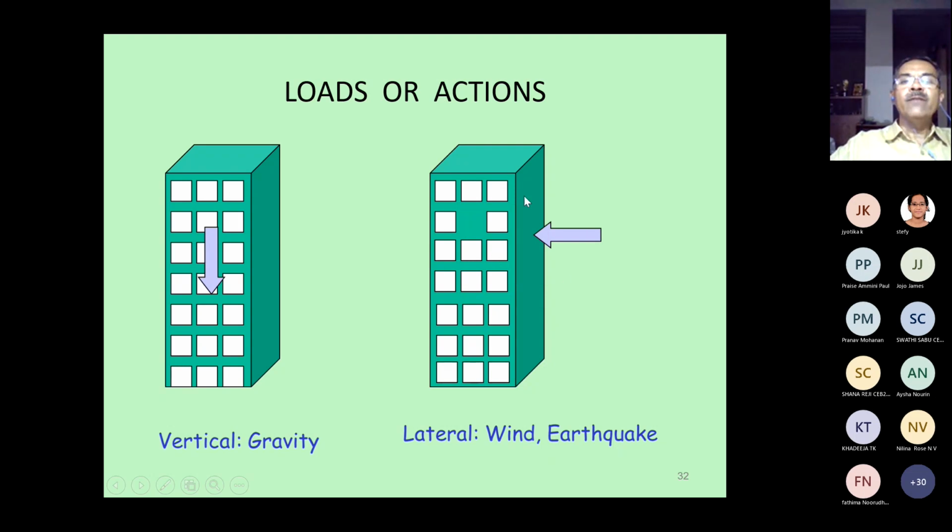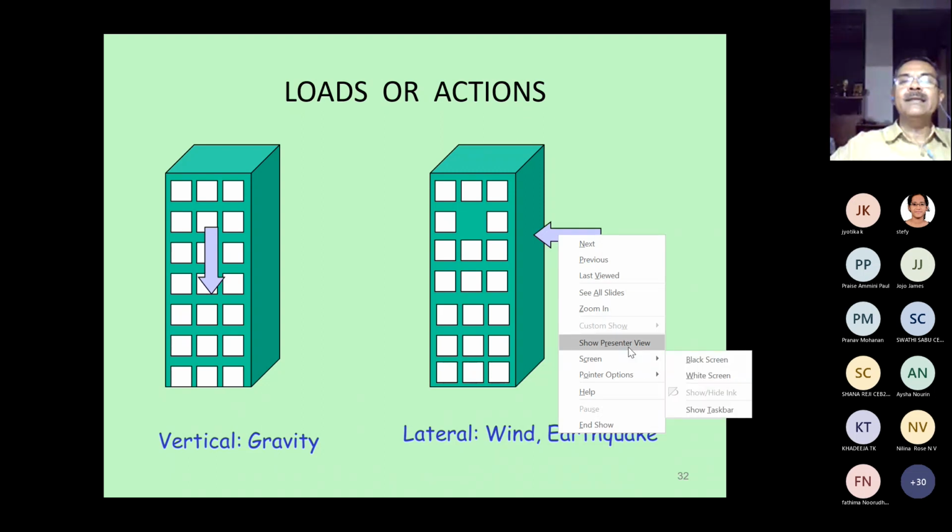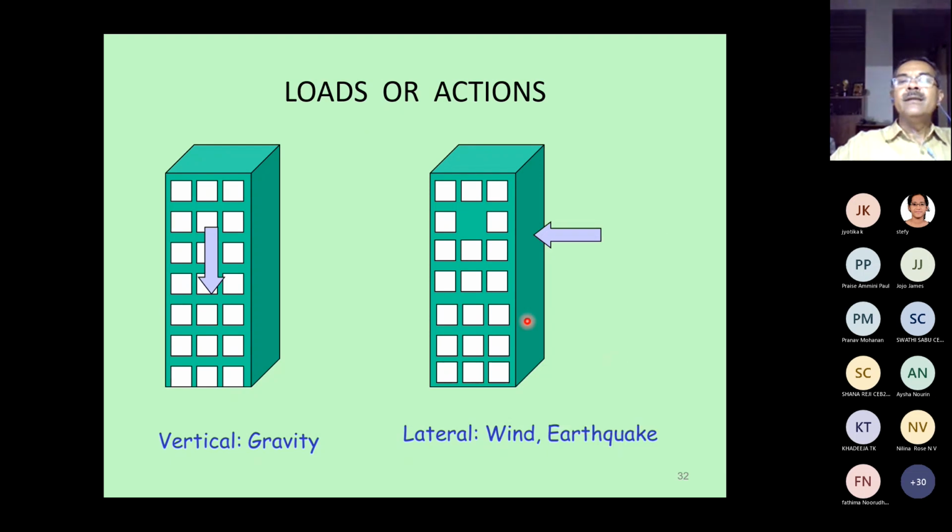And if you take wind or earthquake kind of load, they act in the lateral, horizontal direction. So the direction of the load again depends on which part of the structure is going to carry the load. A gravity load that normally acts on the slab will transfer to a neighboring beam through bending moment and shear force. And from the beam, it transfers to the column, again through bending moment and shear force.